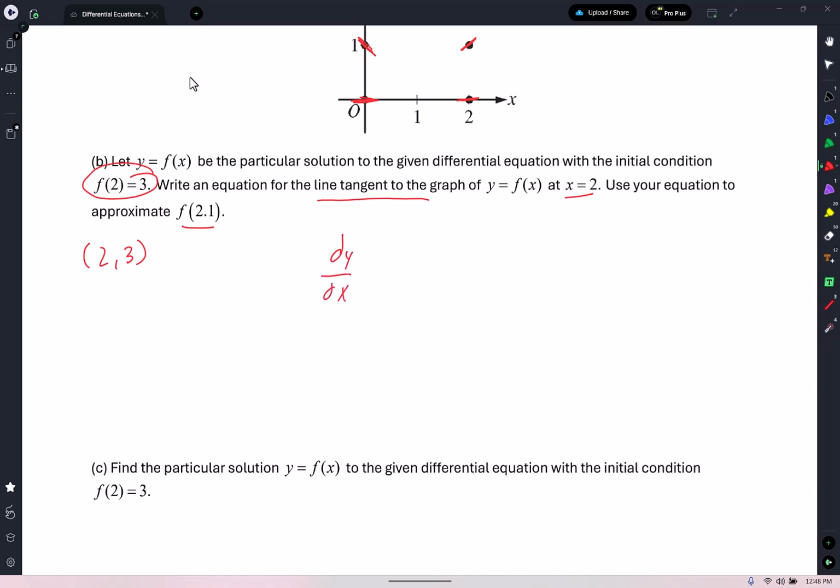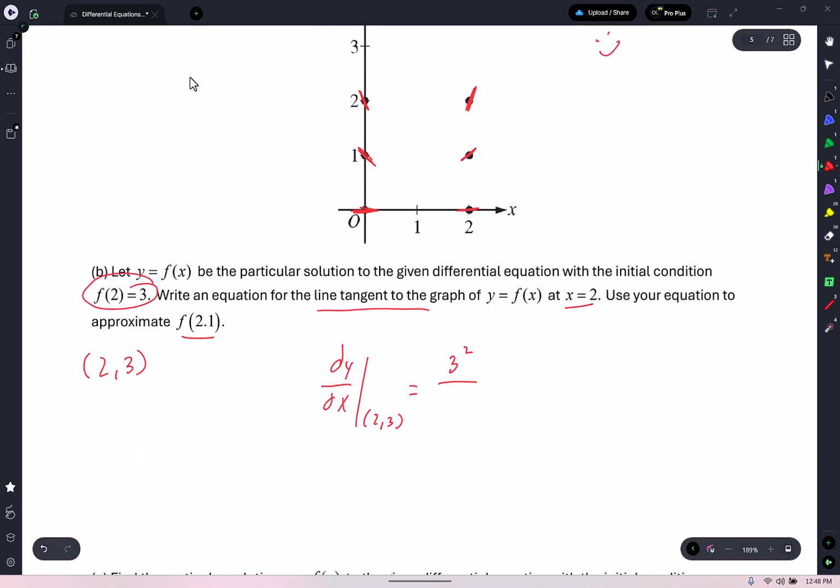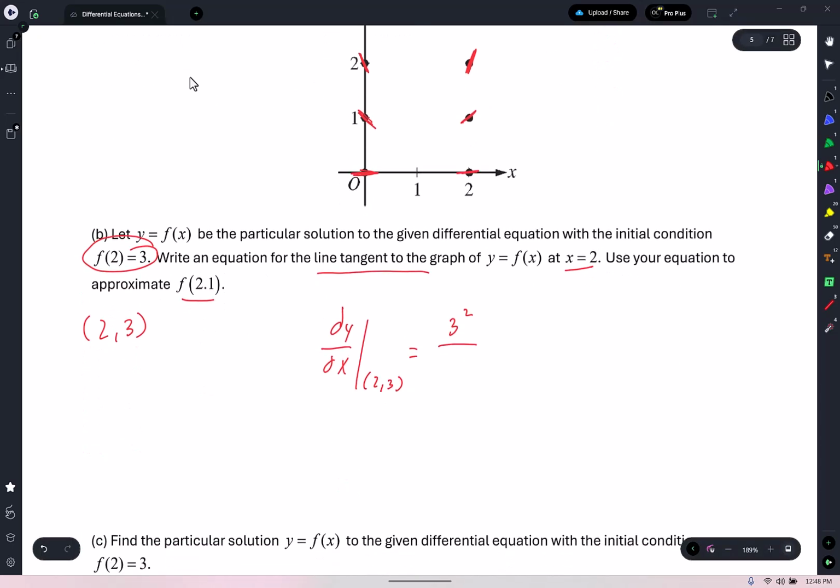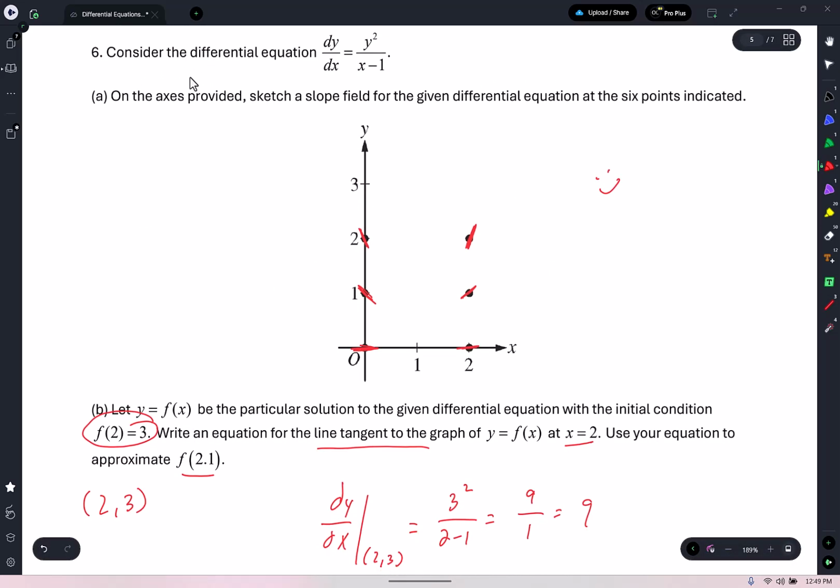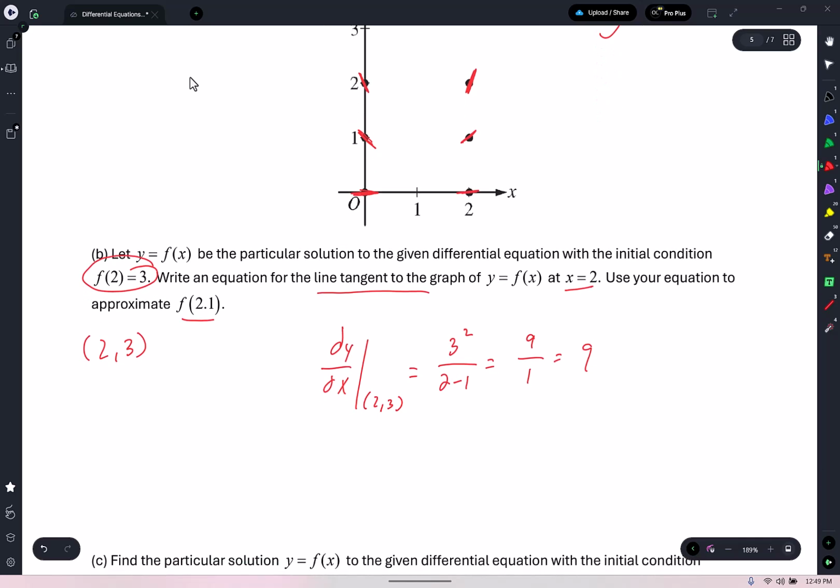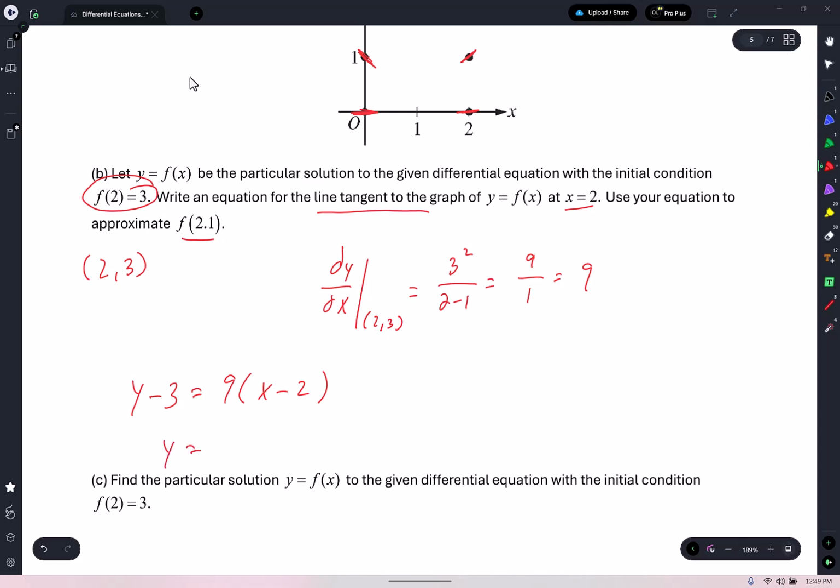So dy dx at the point 2, 3 is equal to, and I'm literally just plugging in, y squared, so 3 squared over x minus 1, so my x is 2, so 2 minus 1. So 9 over 1, so my slope is 9. I don't see any issues. My slope is 9. I'm going to go y minus 3 equals slope times x minus 2. And then y equals 9 parentheses x minus 2 plus 3.